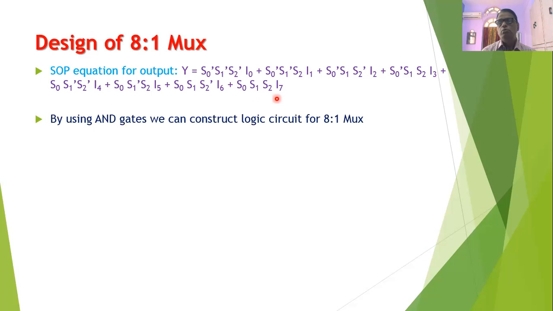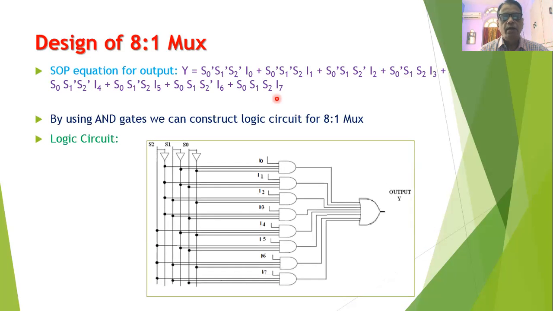Now, as I told you, you can construct the circuit of the multiplexer either by using NAND gates, or by using AND gates and an OR gate. So let us go for the construction of the circuit of this multiplexer by using AND gates and an OR gate. As shown in this diagram, we will require 8 AND gates and 1 OR gate, and they are connected as shown in this figure.